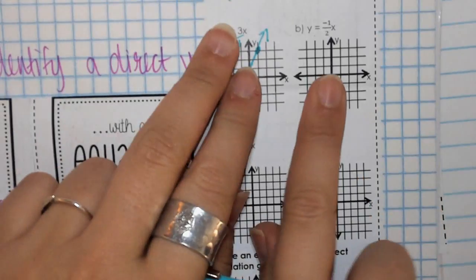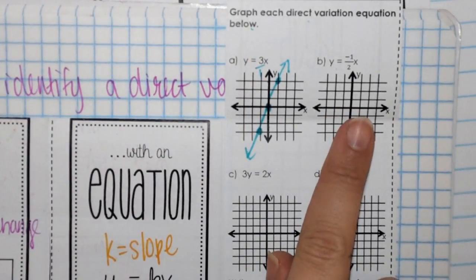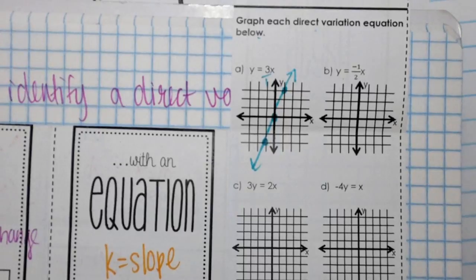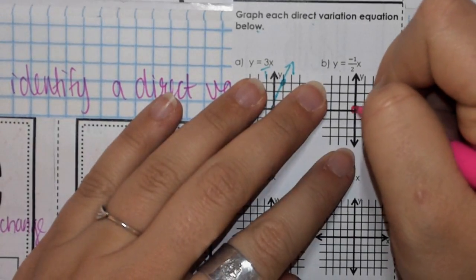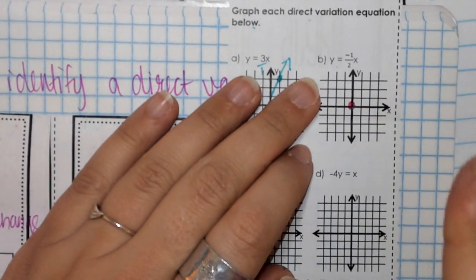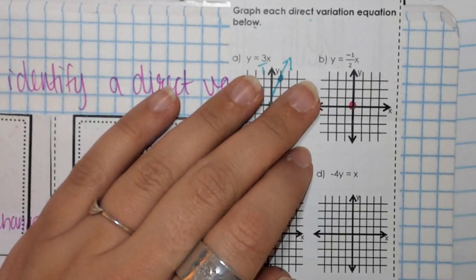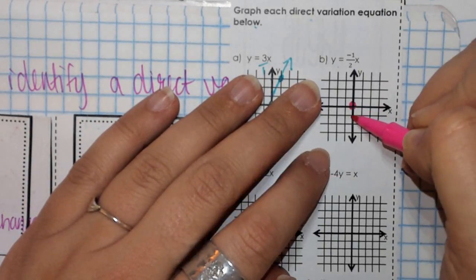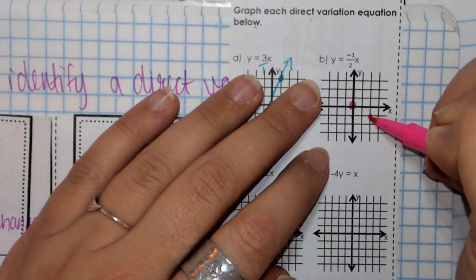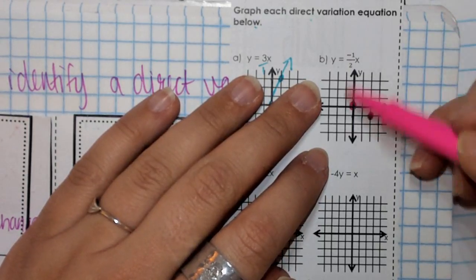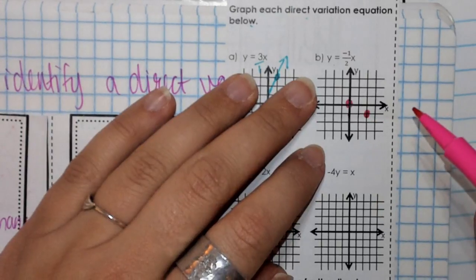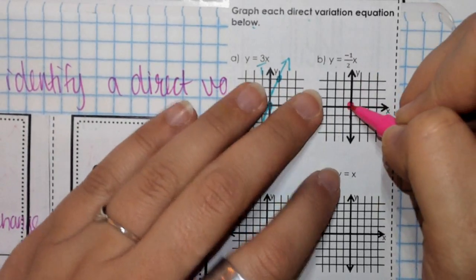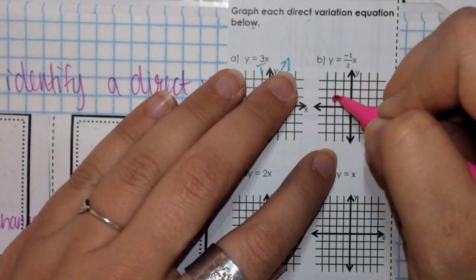Alright, are you ready for B? Where do we start every time on a direct variation? Okay. Now, negative 1/2 is our slope. So are we going to go up 1 or down 1? Down 1. It's negative, so go down 1 and to the right 2. You can also go up 1 and to the left 2.